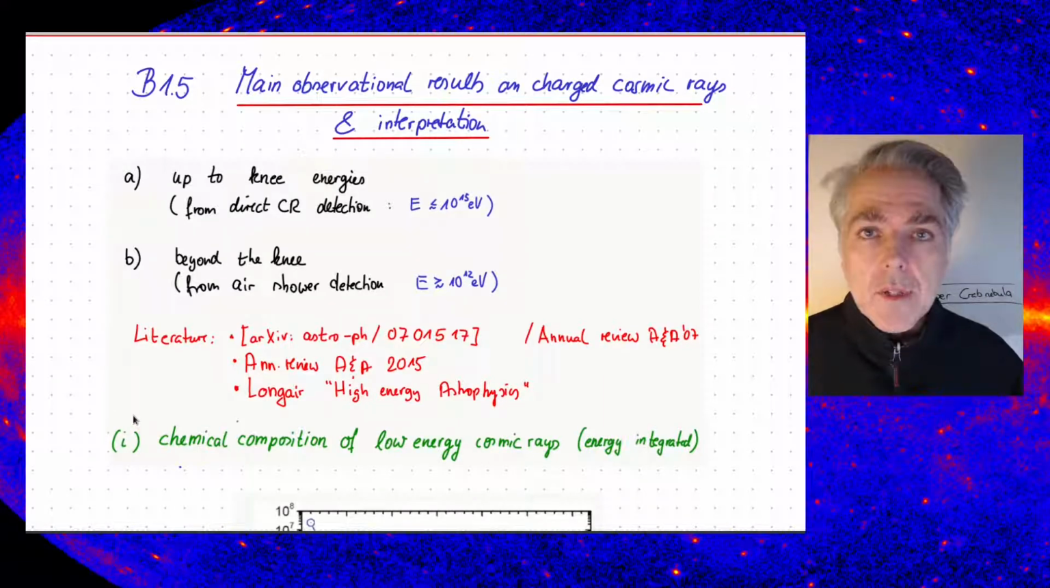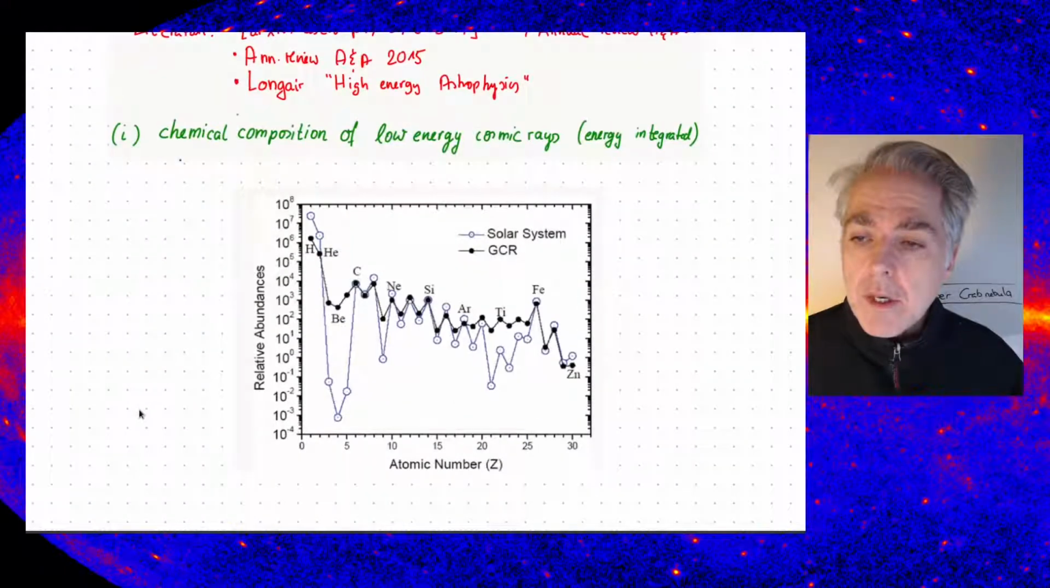So let's start out with the chemical composition. We had seen already in a previous section, where we discussed the main characteristics of cosmic rays, that roughly speaking, the cosmic ray composition follows the composition of the interstellar medium, that is the gaseous material that is between the stellar systems in the galactic plane. And that material is made up mainly of hydrogen and helium and heavy elements which are produced in the stellar cycle.